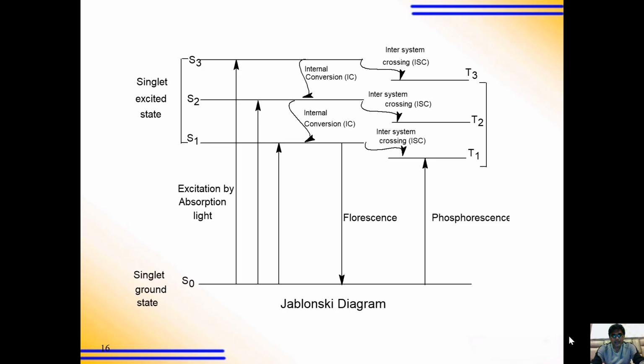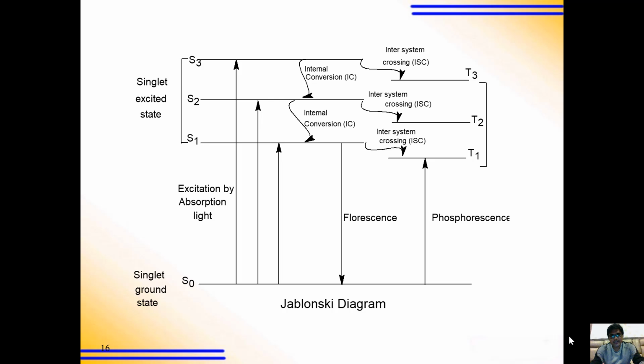So this is the simple diagram with which we can understand the Jablonski diagram, the internal conversion and inter-system crossing of electrons or energy, from S3 to S1, S3 to S2, S2 to S1, or S0 to S3, S0 to S2, S0 to S1. So singlet ground state to singlet excited state. Excitation takes place by the absorption of light.